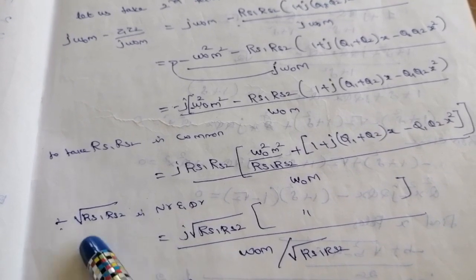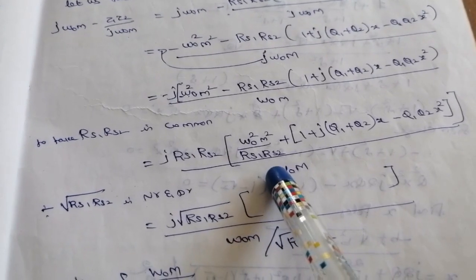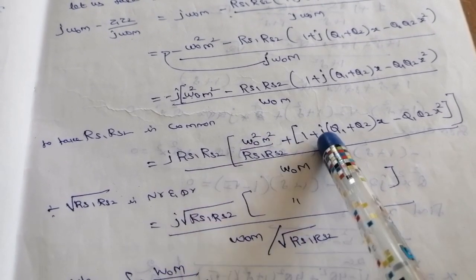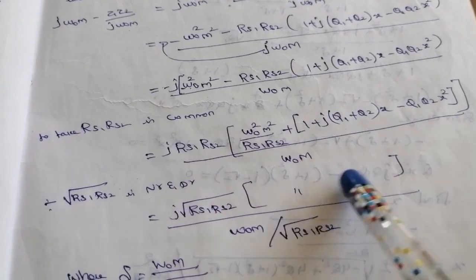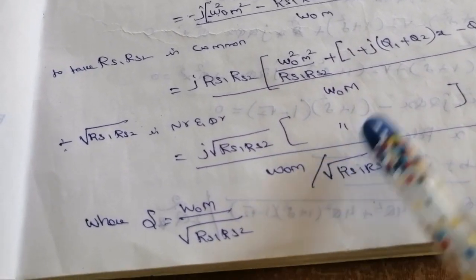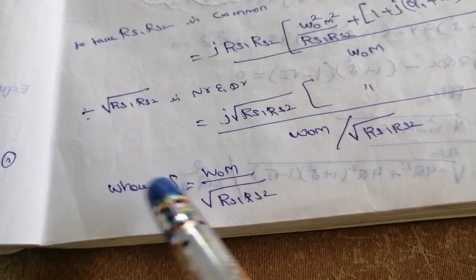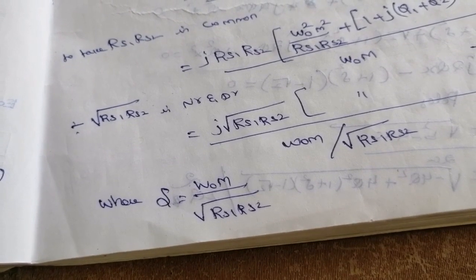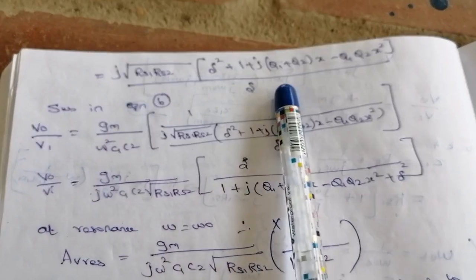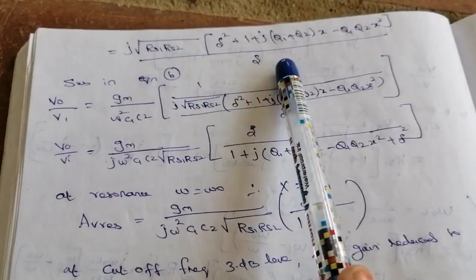So divided by root of Rs1 Rs2, numerator and denominator. So both numerator and denominator we have to divide by the root of Rs1 Rs2. So j root of Rs1 Rs2 divided by this term, denominator omega naught M by this value. Okay. So where del equal to omega naught M divided by root of Rs1 into Rs2. So substitute that value. So we get this equation. Now substitute this equation in 6.